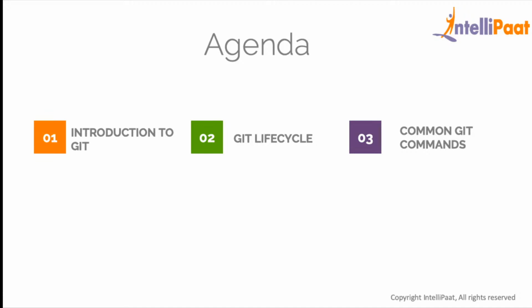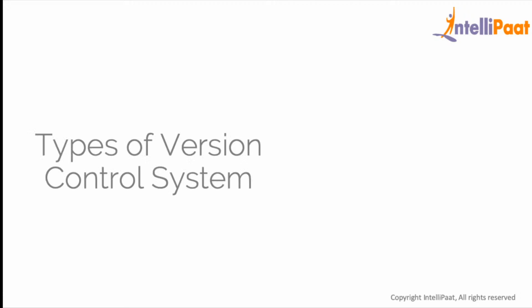So now let's move on and start off with different types of version control systems out there. Before understanding what is Git, we should basically know the different types of options which are available out there, and why are we looking out for, or why are we choosing Git as an option for version control, right?